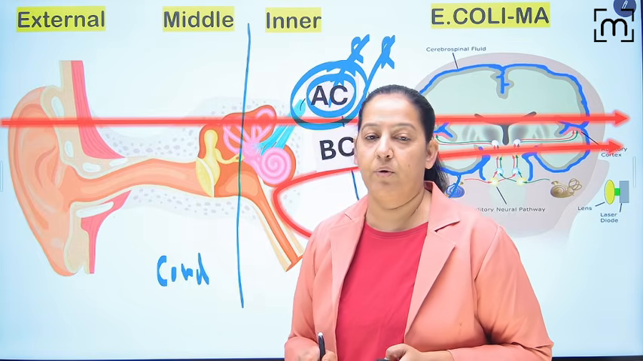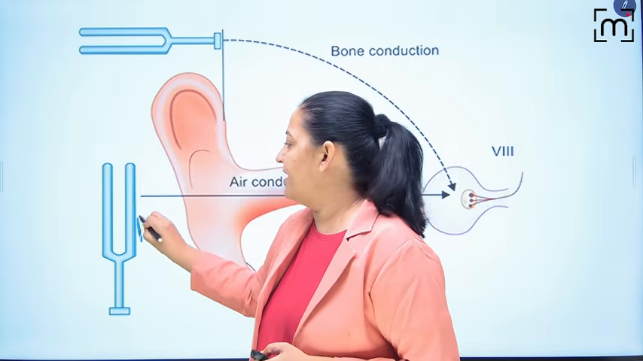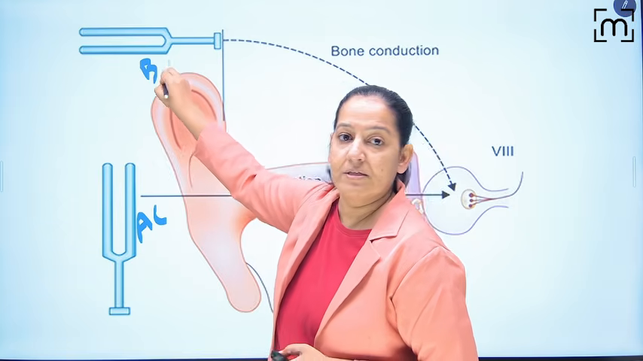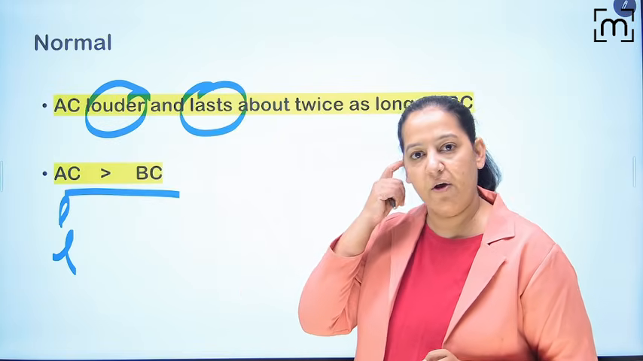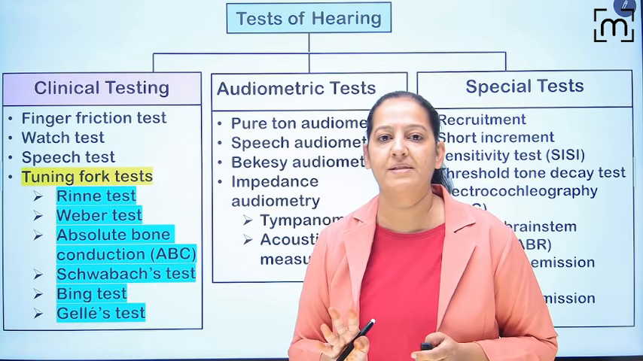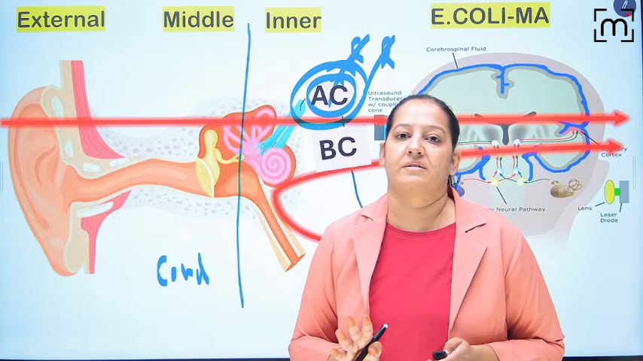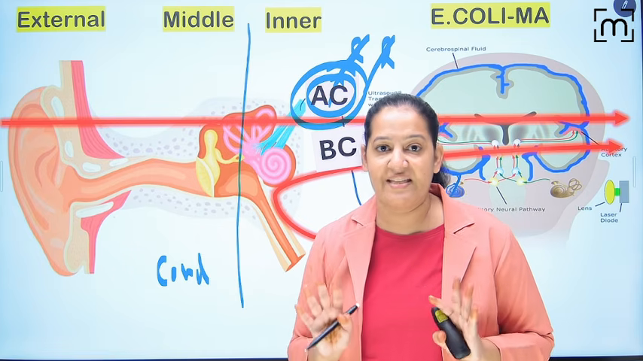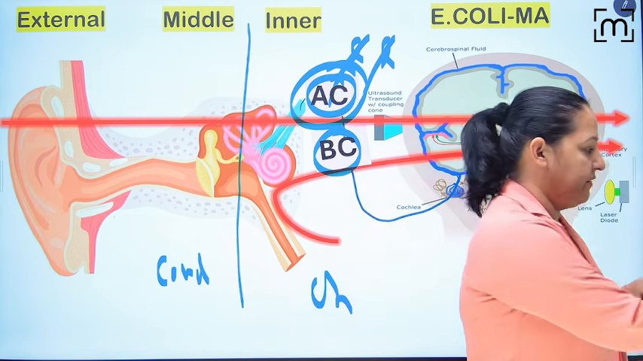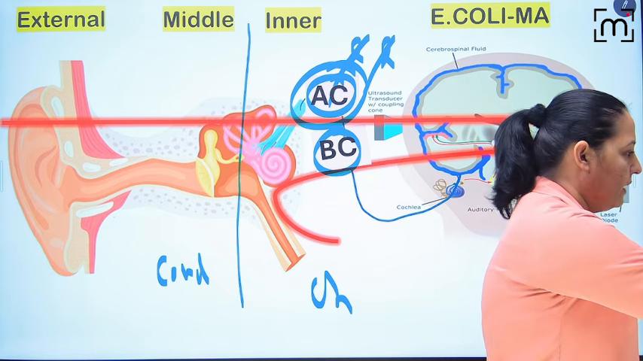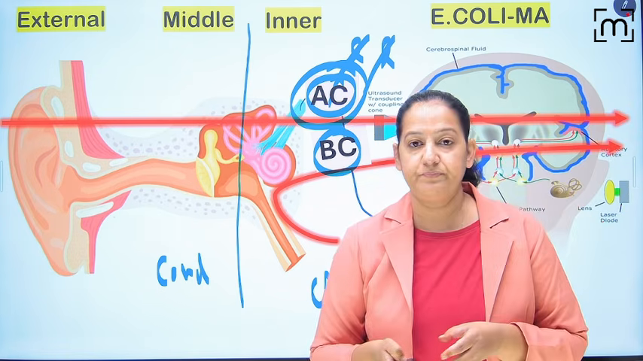That's what I want to tell you. So you can see here, this is AC and this is BC. AC is longer and louder than BC. Okay, everyone got it? Whatever diagram you want to understand, yes or no? So now I will start the test, if you understood this concept, AC and BC. AC is longer and louder. We will perform both the tests in front of you. We will move further on the test.